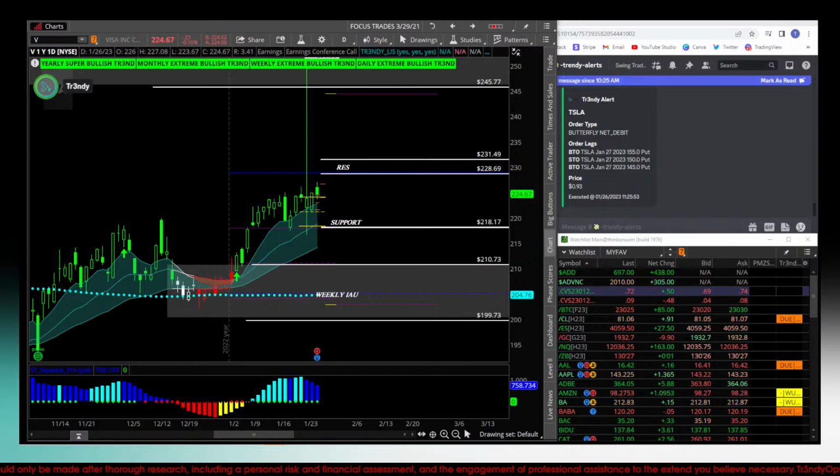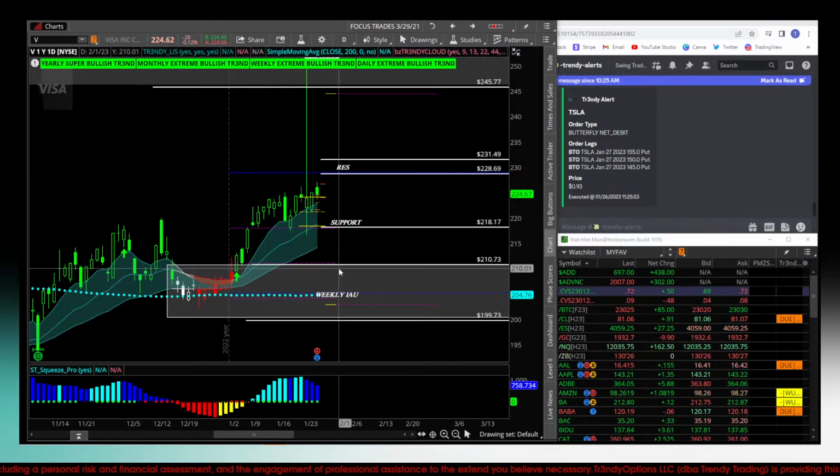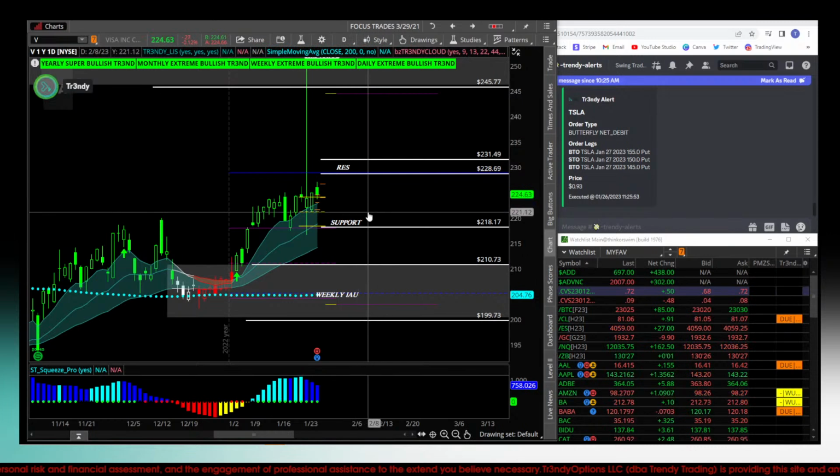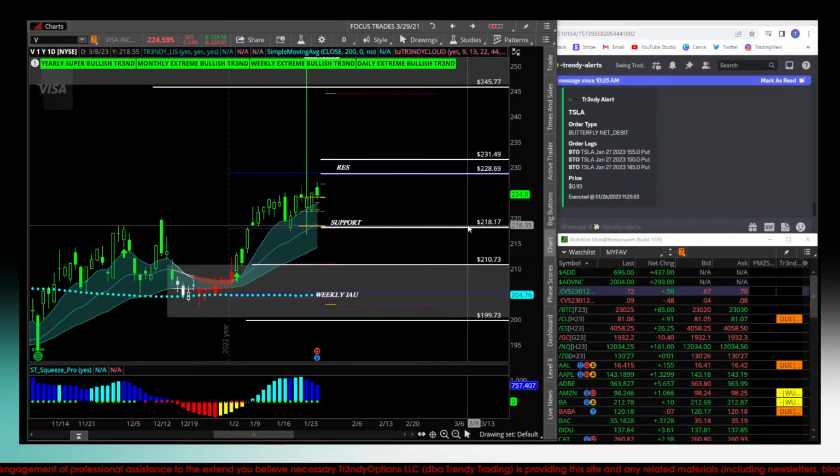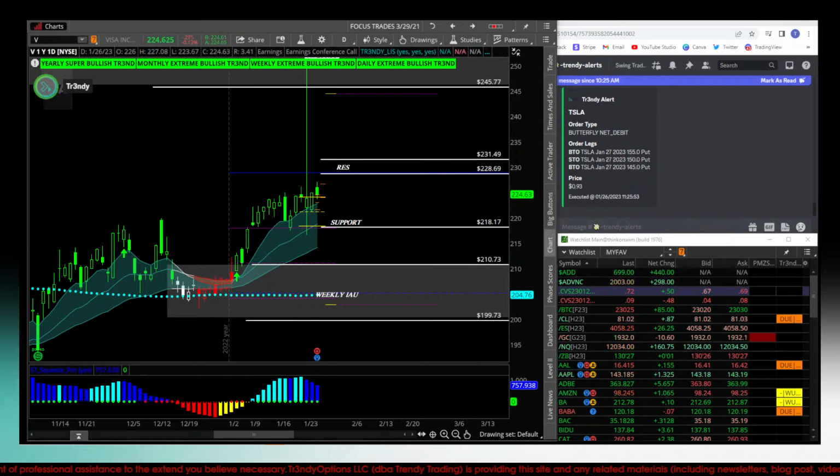So Visa, let's go to tomorrow's expiration. Let's just say on the put side, let me make sure. 218. They got these things in increments of 2.5. Let me see. 2.5. 218.